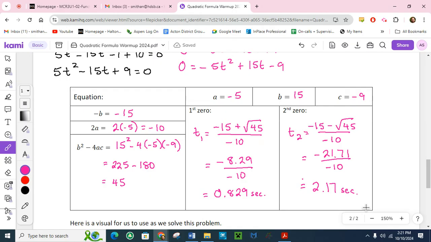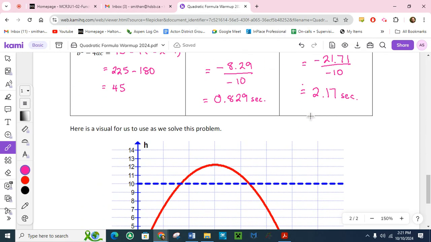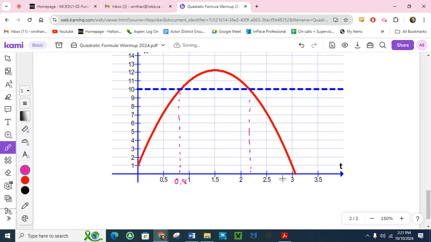But I have a visual here for us to check. I actually graphed out the equation and put a line where it's equal to 10. And do these match up? About 0.8 seems to fit. And a little bit over 2, what do we say? 2.17. About 2.2 seems to fit. Would you guys agree our answers seem to fit?